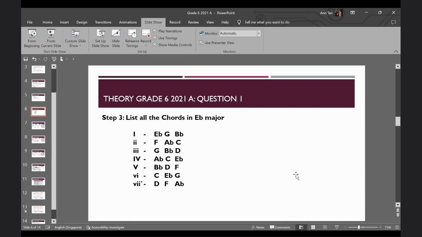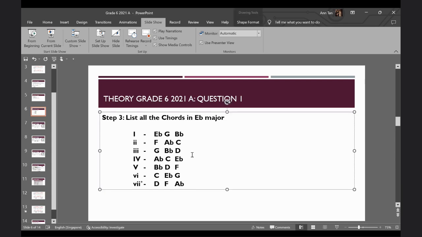Now that we have identified all the cadences, let's list down all the chords in E flat major. In E flat major chord 1, we have E flat, G, B flat. Chord 2 is F, A flat, C. And this being a minor chord, we denote it with a lowercase. Chord 3, G, B flat, D. It's a G minor chord. So again, in small letters.